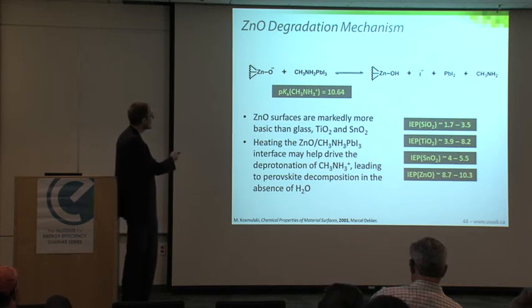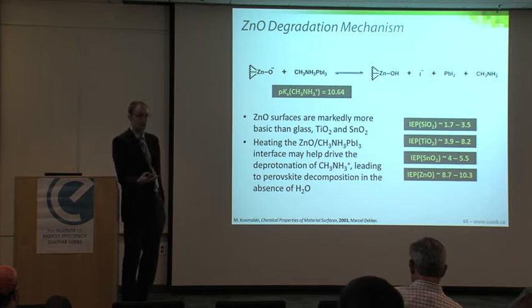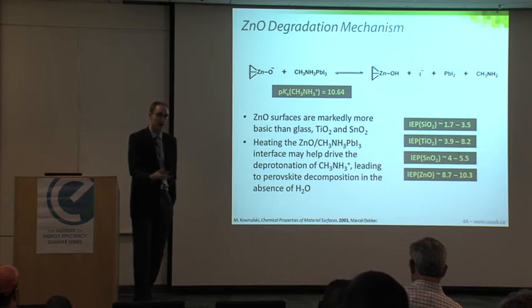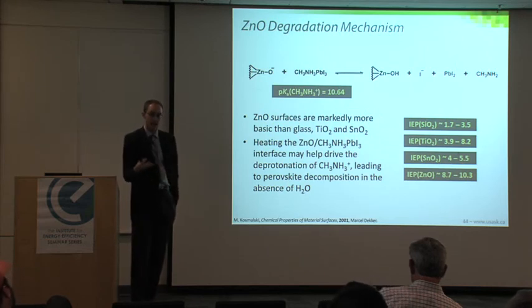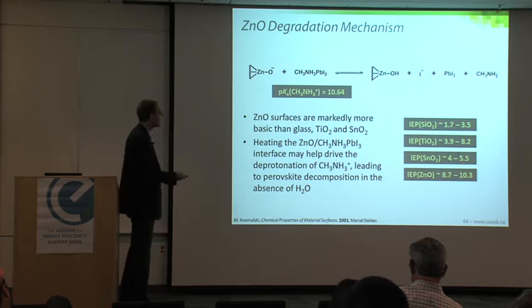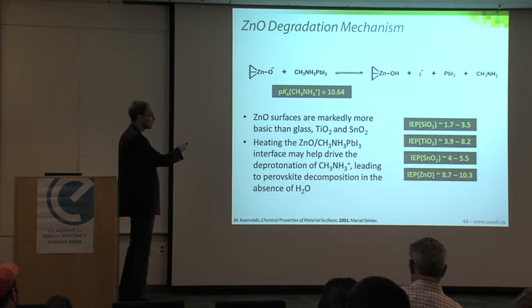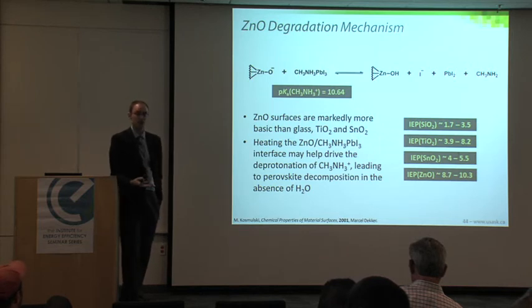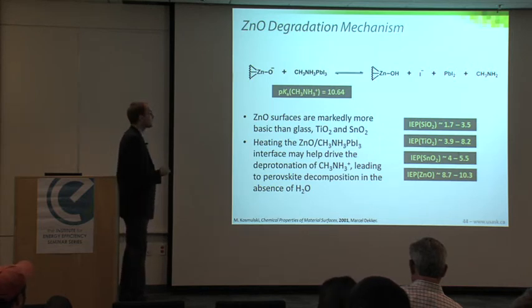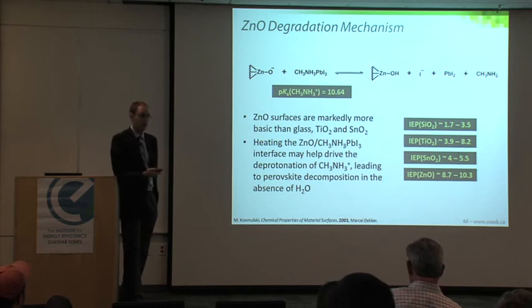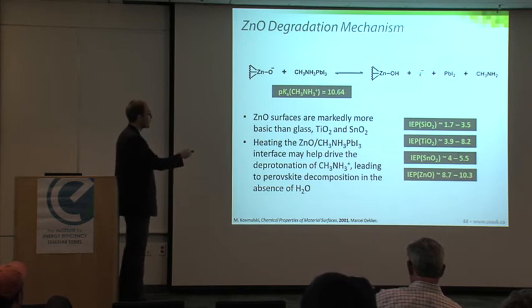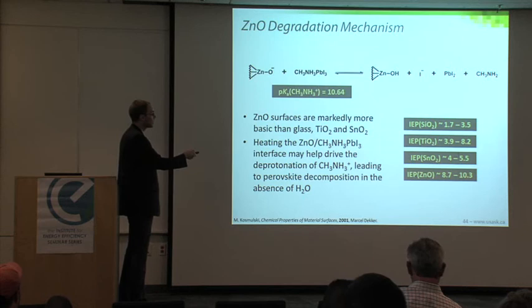If you look at the methylammonium cation, well, that has a pKa of about 10.6. So it's not a strong acid, but it's definitely a weak acid. And so the idea that the zinc oxide might be basic enough to deprotonate the methylammonium cation is not entirely unreasonable. And certainly in this case, your byproducts become HI, PbI2, and methylamine.